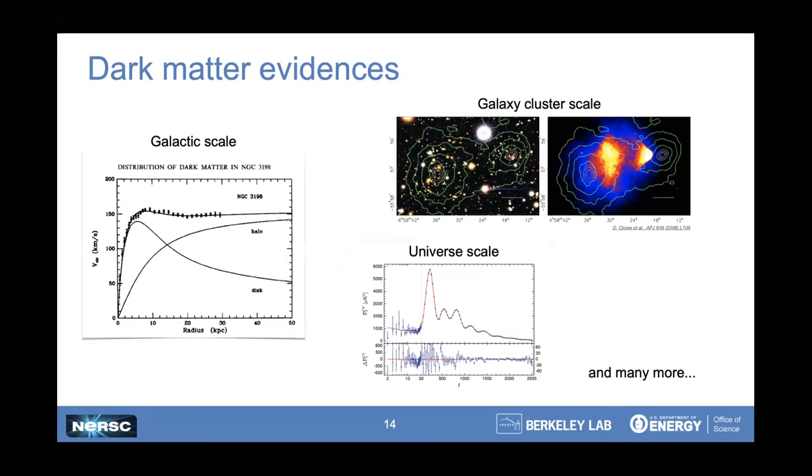We have multiple evidences of dark matter, not only at the local scale, but also at the universe scale, and here this is another picture, at the galaxy cluster scale. So we have dark matter everywhere in our universe. This is the take-home message of this. And here I just illustrate some of the most emblematic ones, but we have many more observations that support the existence of dark matter.